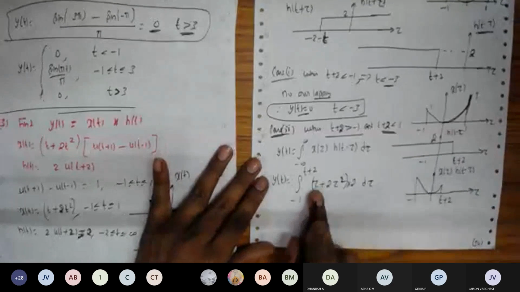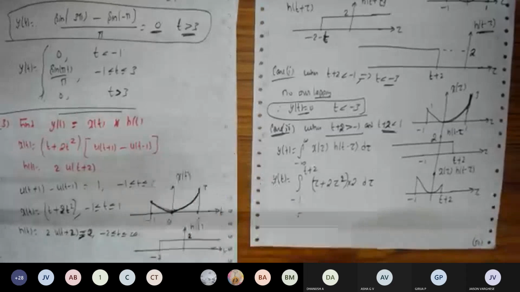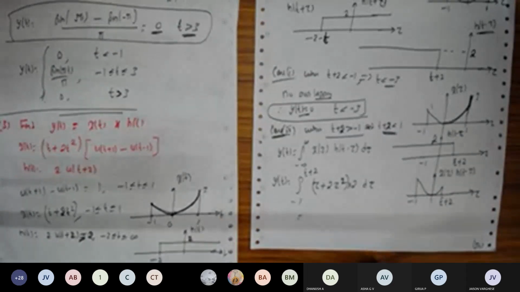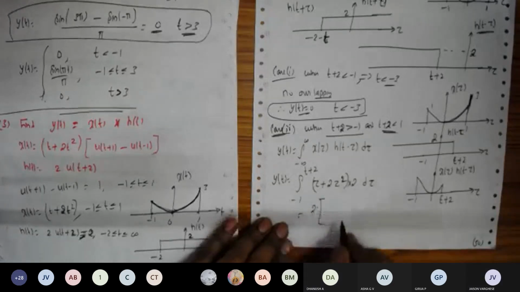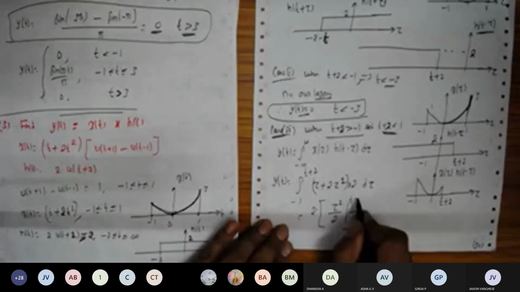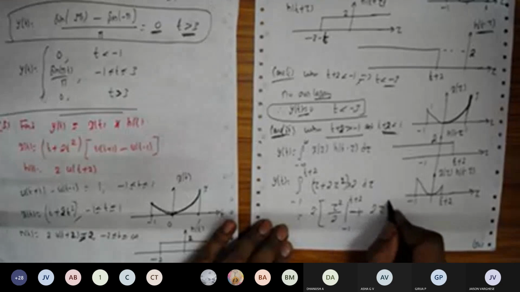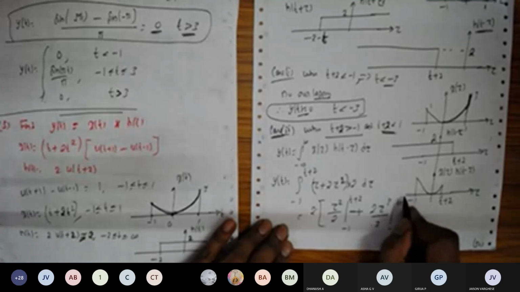Let us integrate. The integration of tau is tau square by 2, right? The integration of t to the power of n is t to the power of n plus 1 by n plus 1, correct? Is it correct? Yes, sir. Okay, so it is tau square divided by 2, with the limit from -1 to t plus 2, plus the integration of 2 tau square, which is 2 tau cube divided by 3, from -1 to t plus 2.